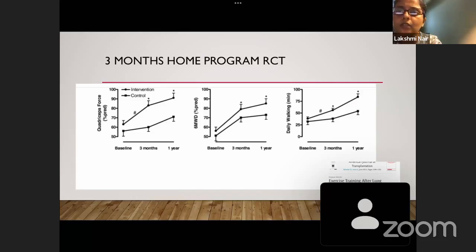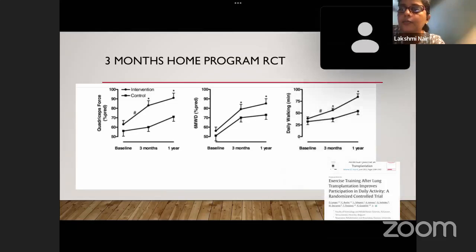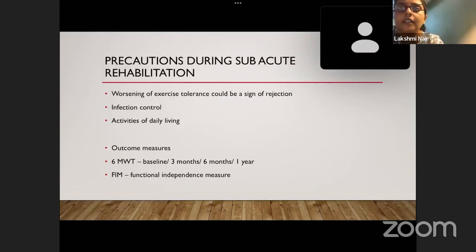So the 3 months home program, there is a study which compared the patients who attended the rehab with the controls who didn't attend the rehab program. It showed significantly better results with the quadricep strength, 6-minute walk distance, and daily activity. So exercise training after lung transplantation improves participation in daily activity. This is a randomized control trial.